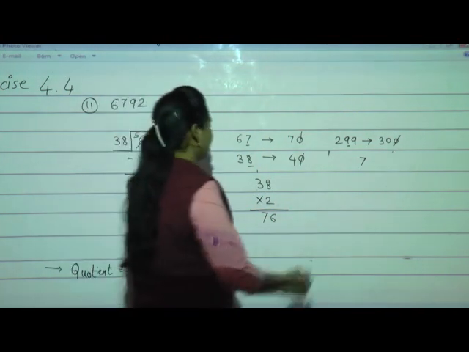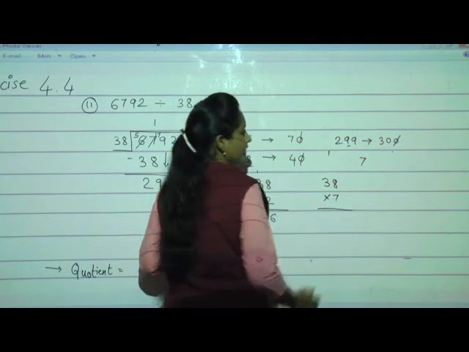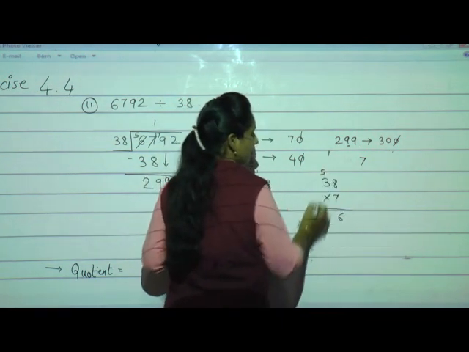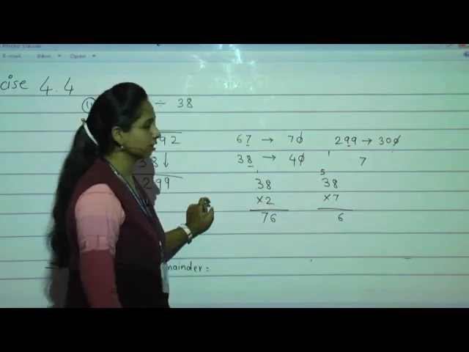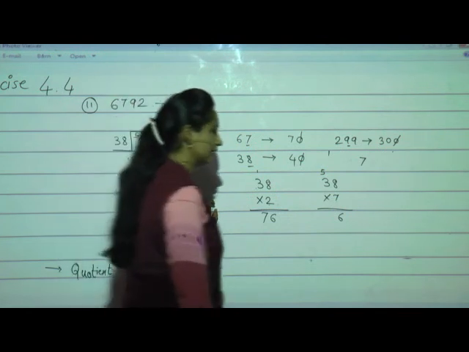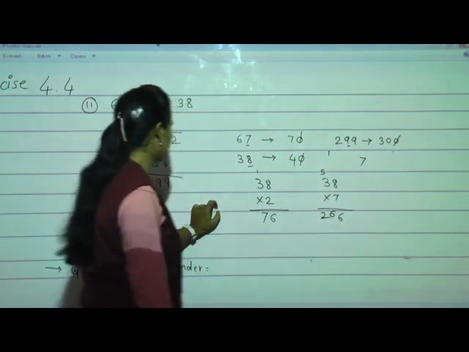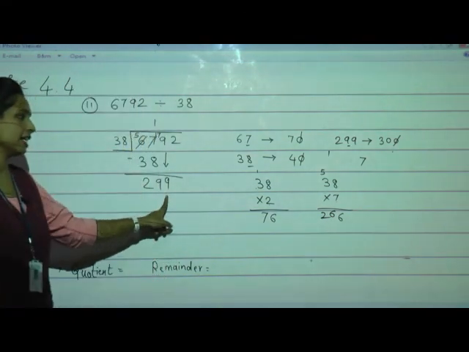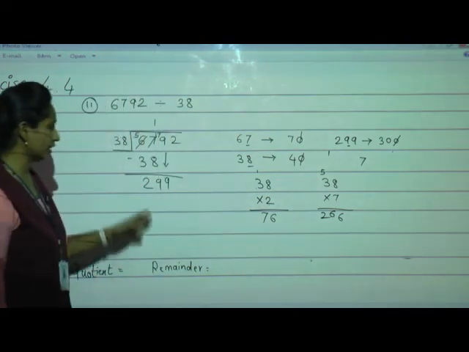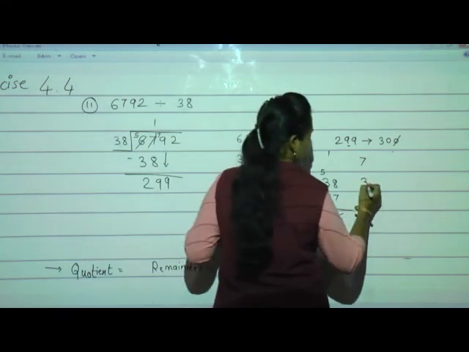Now we will do it with the actual number, 38 multiplied by 7. 7 8s are 56. 7 3s are 21. 21 plus 5 is 26, isn't it? So 266. We are searching for 299. Okay, so 266 can go into 299, but we will cross-check with one more.